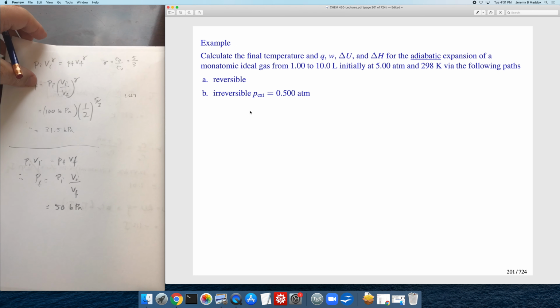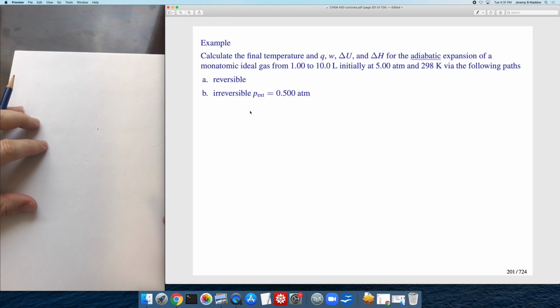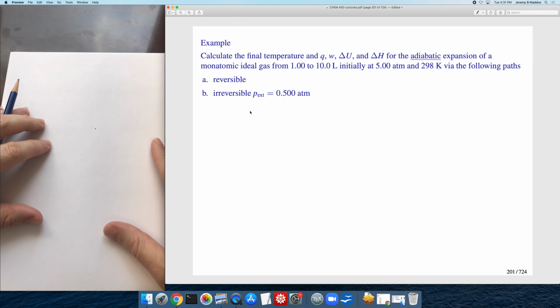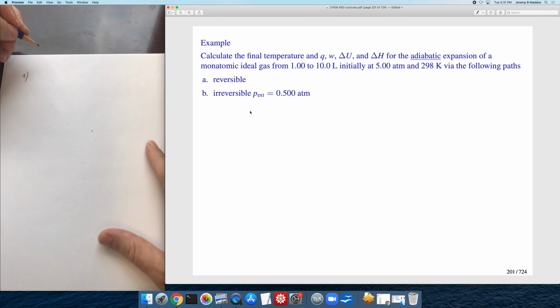So here we're being asked to do a full set of calculations for an adiabatic reversible gas expansion for a monoatomic ideal gas. We're going from 1 liter to 10 liters. Initially the pressure is at 5 atm, 298 Kelvin. Let's do the adiabatic reversible expansion first. What's the easiest thing to calculate? Q. Q for an adiabatic process is 0.